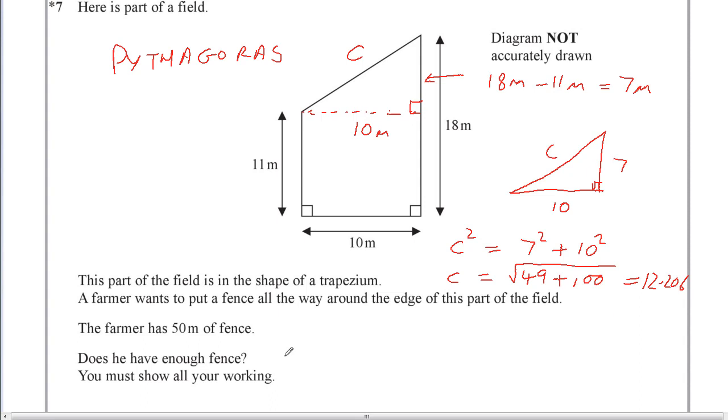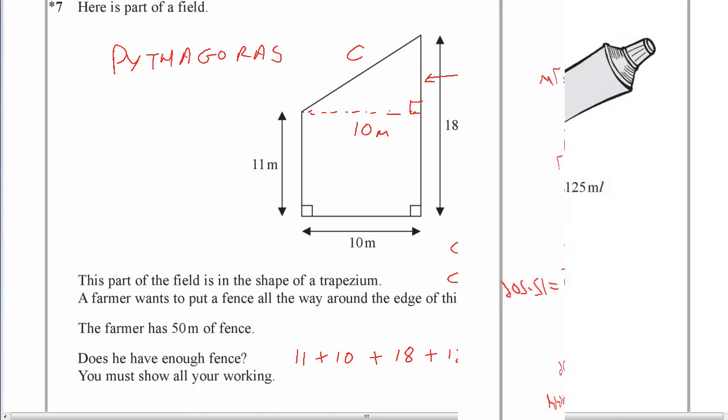So, does he have enough fence? Let's add them all up. Eighteen and 12, 30, 40, 51, 51.2. I'll put the 06 in. No, not enough fence. Okay.